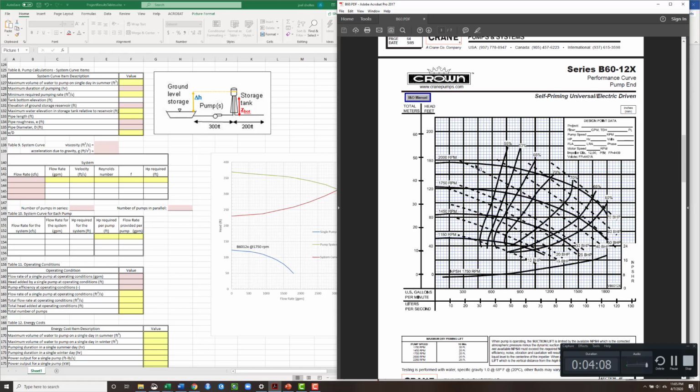And we have the dashed lines, which are the brake horsepower, or sorry, the energy that the pump is requiring. So the brake horsepower is the energy. So that's the dashed lines. So a lot of information here, and then of course the pump curves, net positive suction head. We're not going to do that calculation right now.